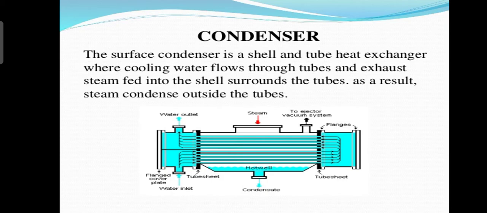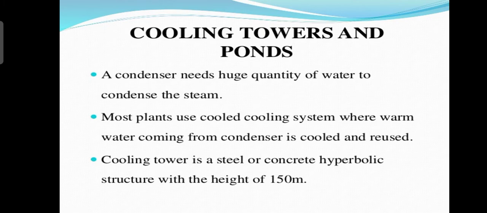Condenser. The surface condenser is a shell and tube heat exchanger. Cooling water flows through the tubes and exhaust steam is fed into a shell surrounding the tubes. As a result, steam condenses outside the tubes.